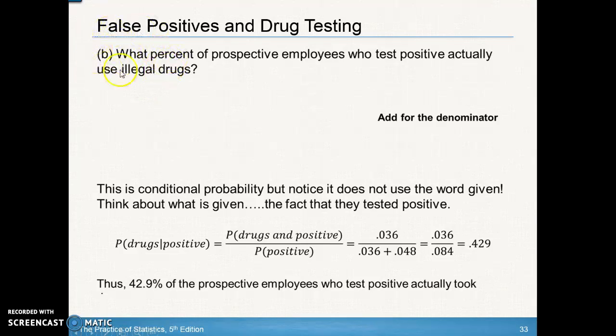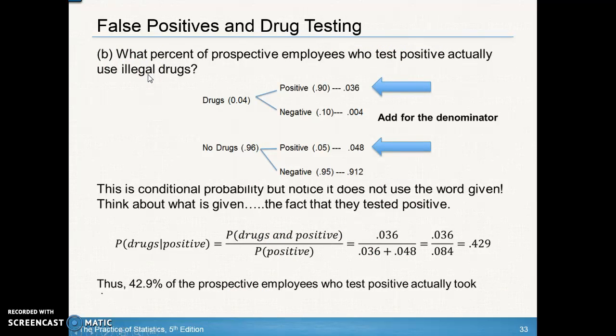So sort of mull that over for a second and think about what kind of question that is. Okay, hopefully you recognize that this is a conditional probability question. What percent of prospective employees who test positive actually use illegal drugs? The hardest part here is deciding what is the given. What are you given first? You're given that they test positive. So we know that they've tested positive. That's what we're given. How many of those who actually tested positive did use illegal drugs?